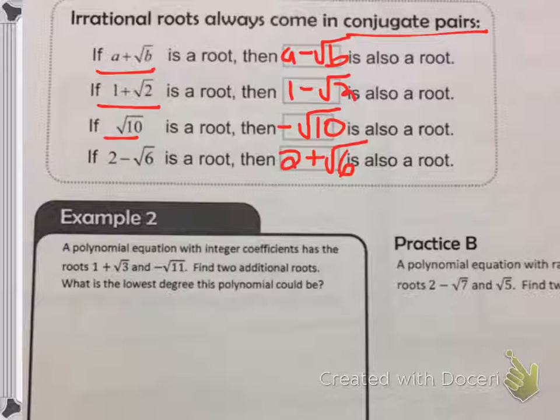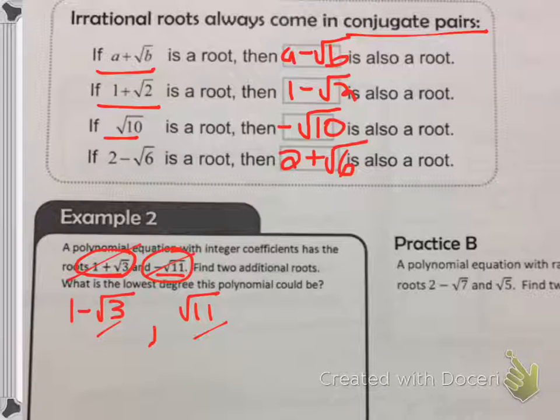So right here where it says write a polynomial equation with integer coefficients that has this root and that root, find the two additional roots, and then what's the lowest degree this polynomial could be. Well, the additional root from here would be 1 minus the square root of 3 because of its conjugate pair. And then the conjugate pair of a negative square root of 11 would be positive square root of 11. So we know that we have 1, 2, 3, 4 solutions no matter what. So the smallest that the degree could be would be a degree of 4.